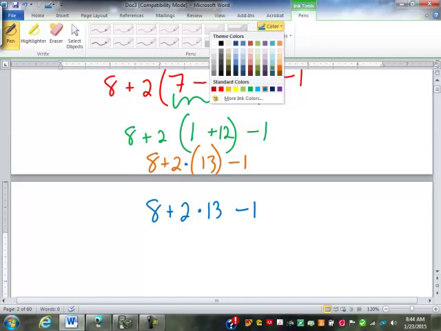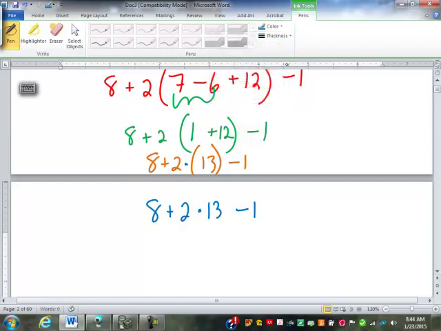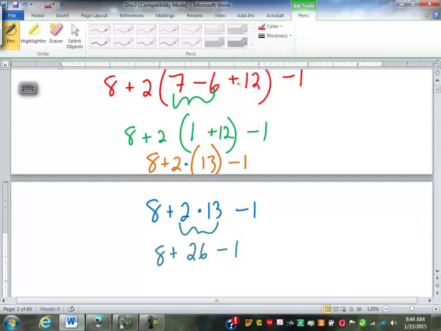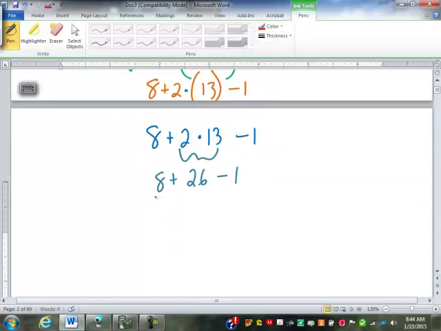Now that we've completed the parentheses, we have to go back through the levels again. Any other enclosing symbols? No. Exponents? No. Multiplication or division? 2 times 13 is 26. What would be next? Addition and subtraction. We're going to go left to right. 8 plus 26 is 34. Minus 1 is 33.